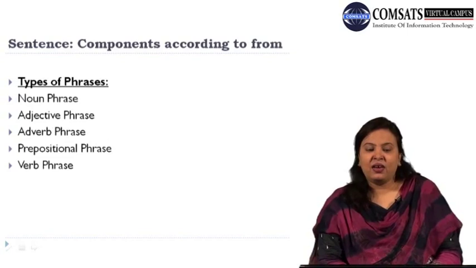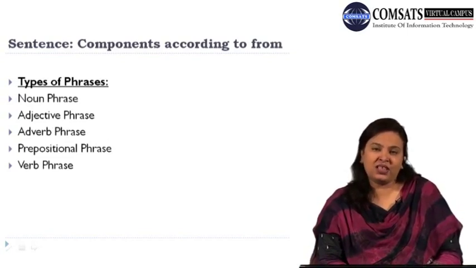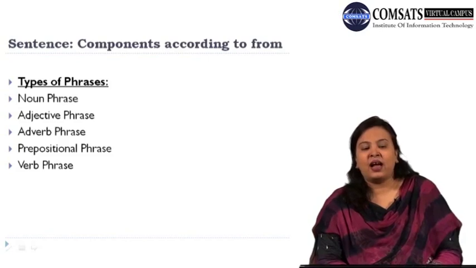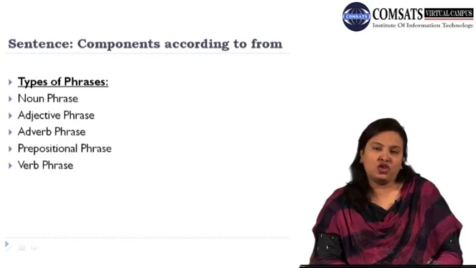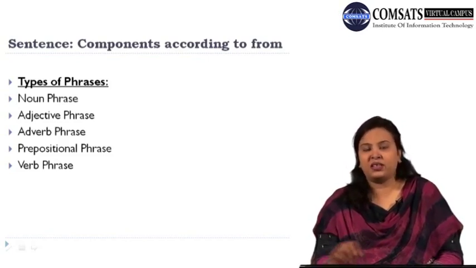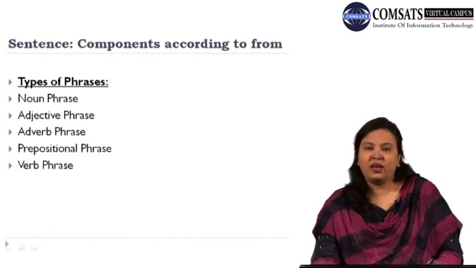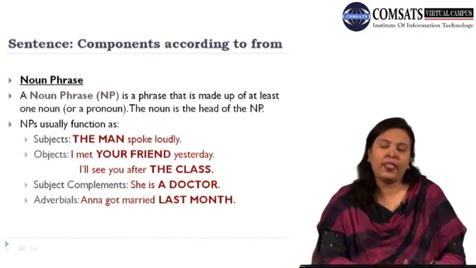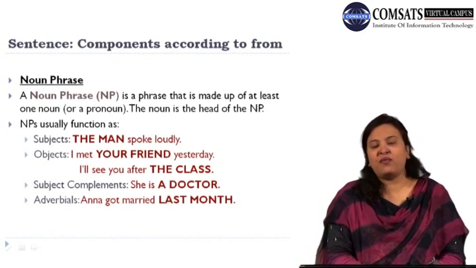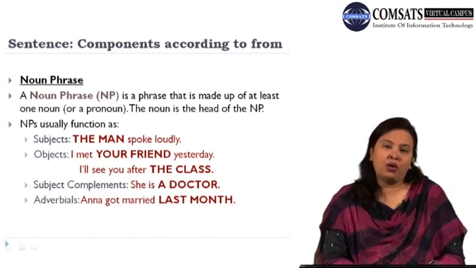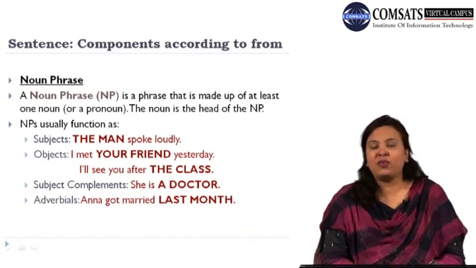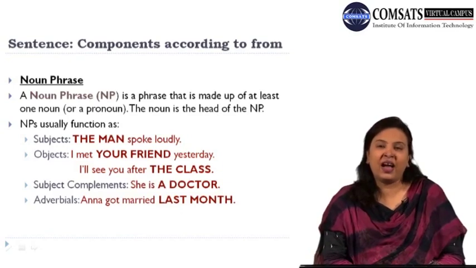There are basically five types of phrases that we will discuss today: noun phrases, adjectival phrases or adjective phrases, adverb phrases, prepositional phrases, and verb phrases. So first we will start with noun phrases. A noun phrase is a phrase that is made up of at least one noun or a pronoun. Pronoun or noun, they would act as the same thing, and because they would be carrying a noun, that noun should be the head.